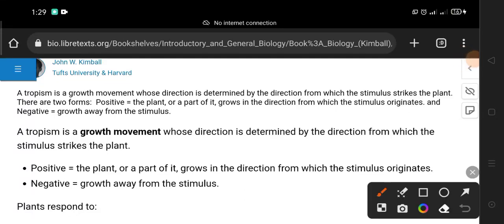A tropism is a growth movement whose direction is determined by the direction from which the stimulus strikes the plant. There are two types of tropism growth movement in plants. One is positive tropism, the second is negative tropism. In positive tropism, the plant or part of plant grows in the direction from which the stimulus originates, or toward the stimulus, while negative tropism is the growth of a plant or plant part away from the stimulus.